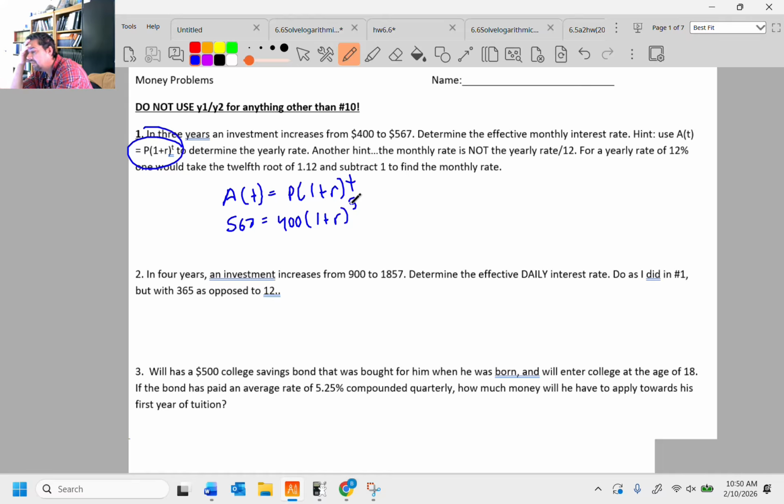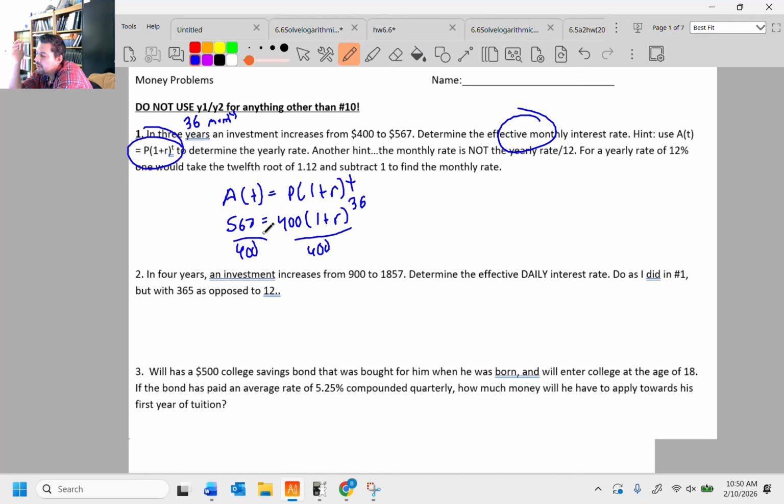If I want the monthly rate, 3 years is 36 months. Did you catch that? 3 years, and this is the shortest way of doing it, determine the effective monthly interest rate. 3 years is 36 months. All right, we're going to divide out the 400. I'm probably going to erase some of this text here because that would throw you off.